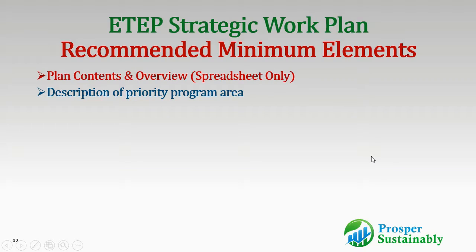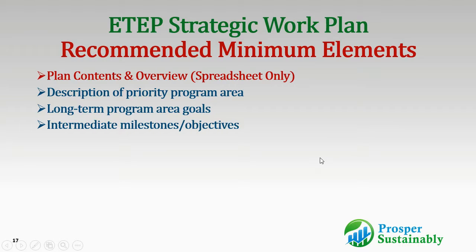But we'll see more about that in a moment. You will want to include the description of the priority program areas, and that's very brief, and I'll show you those via a table of how to describe each program area. The long-term program area goals is pretty straightforward. You just include those line by line per program area.